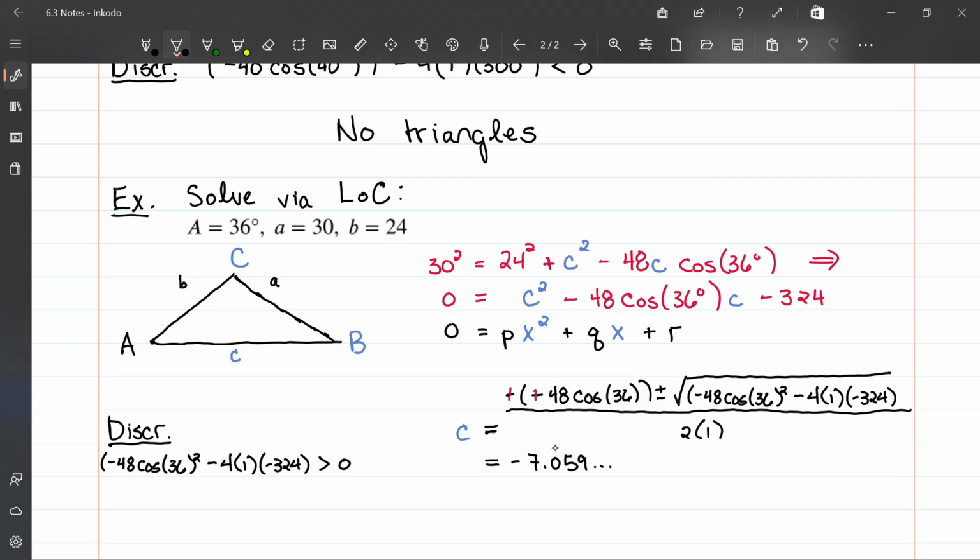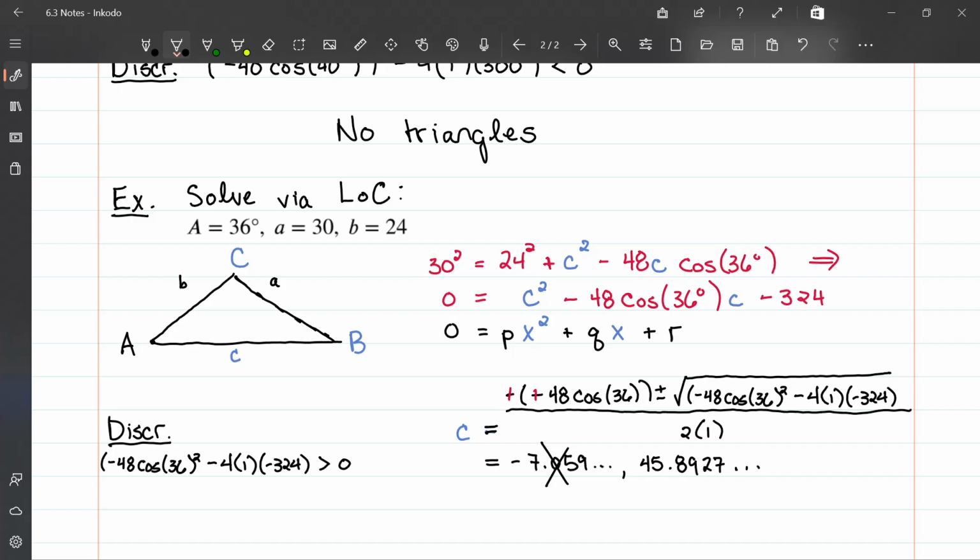And we know this is going to be a bad answer. We know it's a bad answer because we know that c is a length in a triangle, so how can we have a negative side length? Okay, that leads us to the case where between the 48 cosine 36 and the square root, we have a positive sign. And if I do that, it looks like I'm going to get 45.8927, and it just kind of keeps on going.